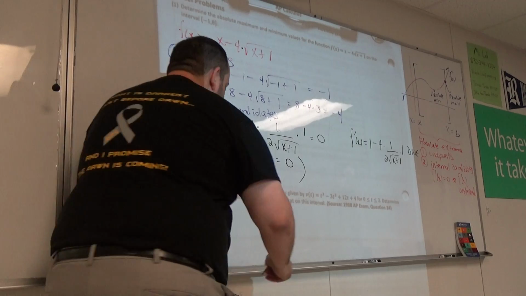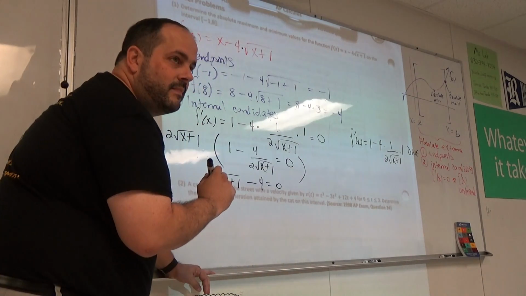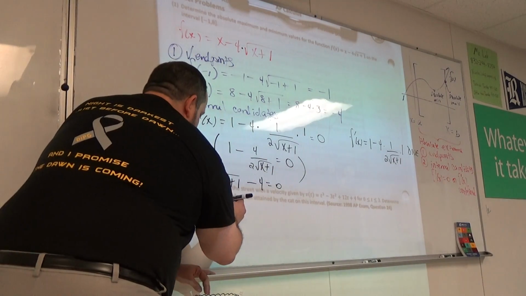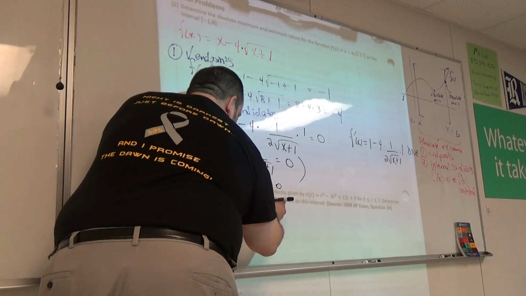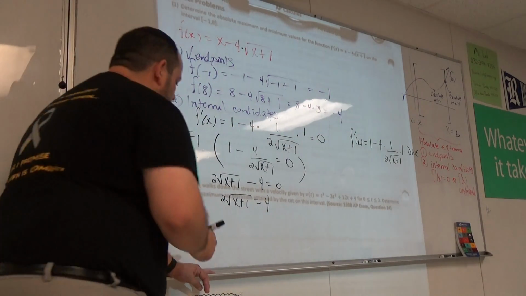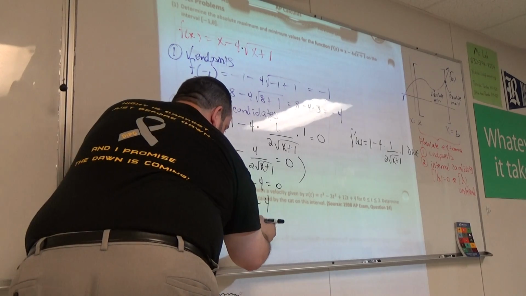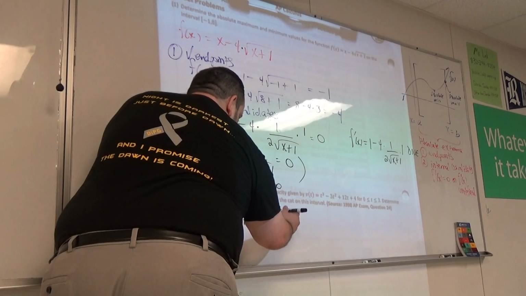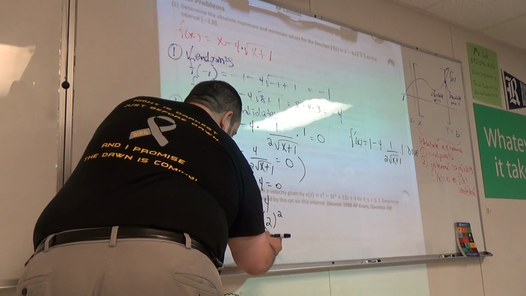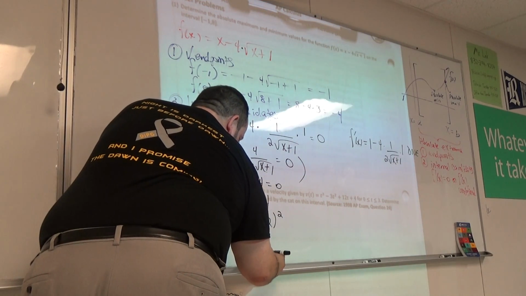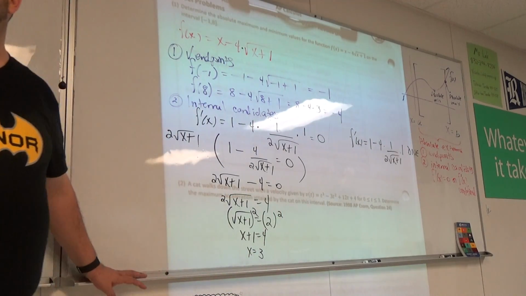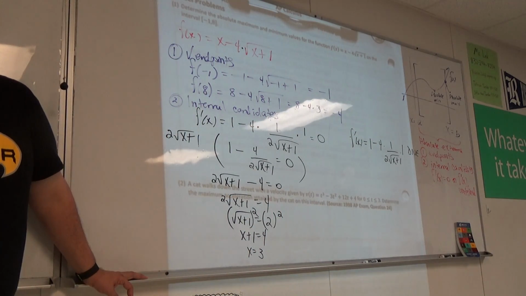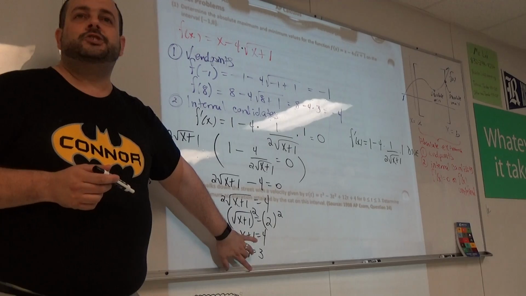What are we going to do? Add 4. I can add 4 to both sides. That's good. I'm going to divide by 2. I can square both sides. And I can solve for x. And I'm going to get x is equal to 3. Is everybody okay with x equals 3? X equals 3 is your candidate.